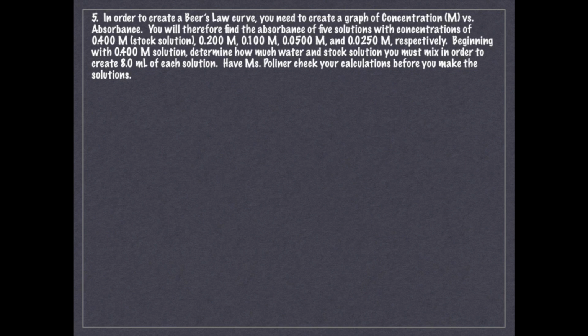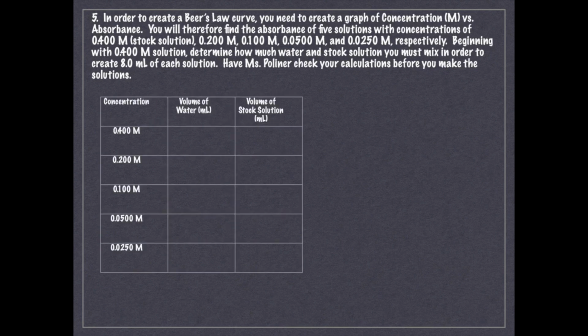Beginning with the 0.400 molar solution, determine how much water and stock solution you must mix in order to create 8 mLs of each solution. Have me check your calculations before you make the solutions. So, for example, I'm going to do the 0.200 molar solution. You're going to be using the dilution formula, M1V1 equals M2V2. M1 and V1 are going to be your concentrated solutions. M2 and V2 are going to be your dilute solutions.